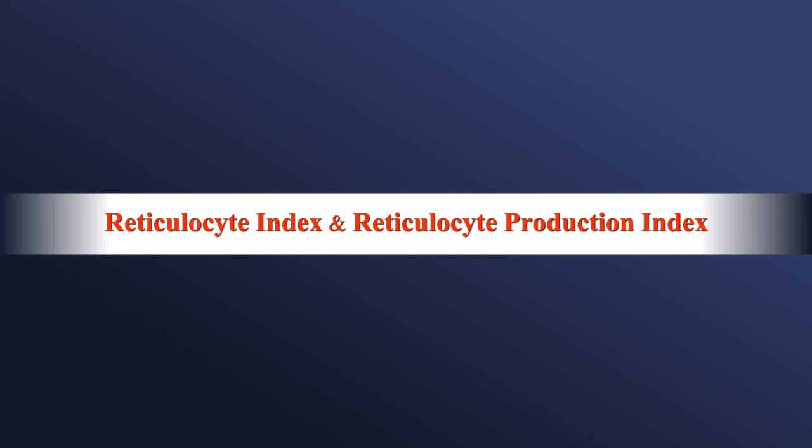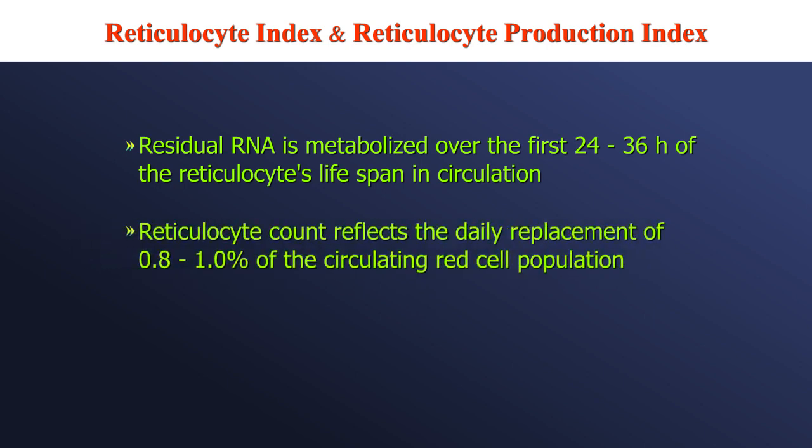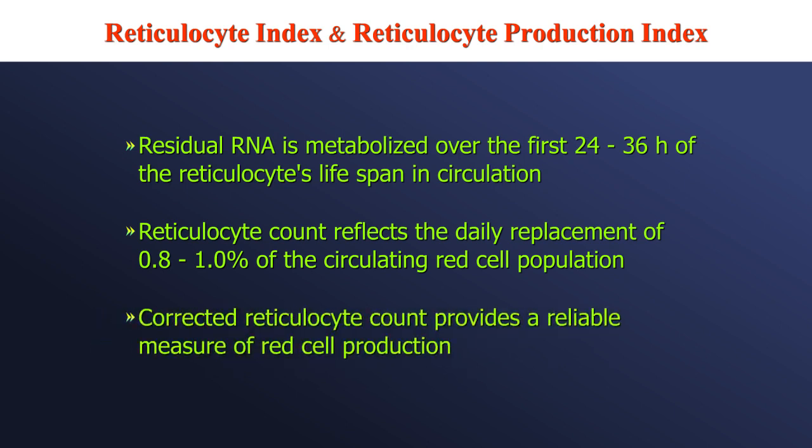Reticulocyte index and reticulocyte production index. The residual RNA is metabolized over the first 24 to 36 hours of the reticulocyte's lifespan in circulation. Normally, the reticulocyte count reflects the daily replacement of 0.8 to 1% of the circulating red cell population. A corrected reticulocyte count provides a reliable measure of red cell production.